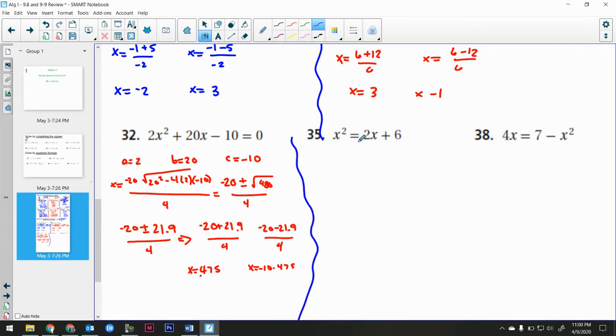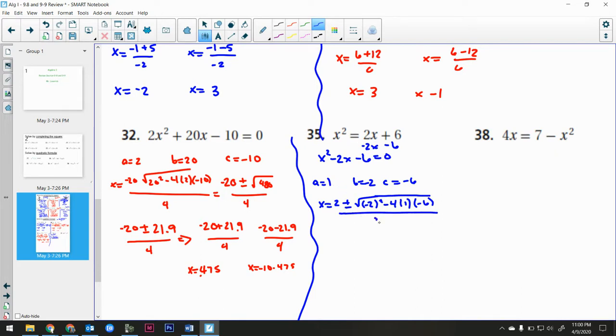Okay, this is not in standard form, so let's put that in standard form. Minus 2x minus 6 equals 0. Why are those both minus? Because I have to subtract the 2x to get it over to the left side, and then I would have to subtract the 6. So a is 1, b is negative 2, c is negative 6. So x equals the opposite of b plus or minus the square root of negative 2 squared minus 4 times a times c, all divided by 2 times 1, or just 2.